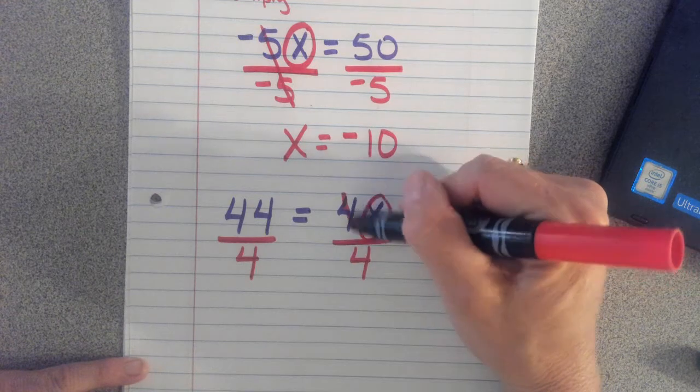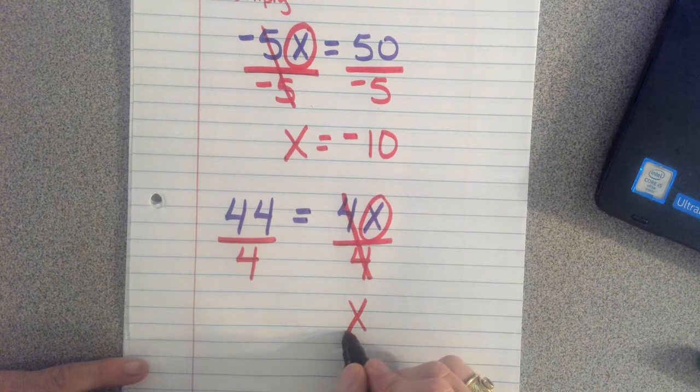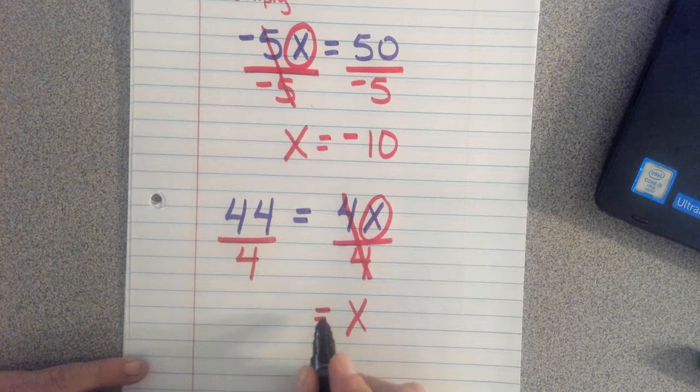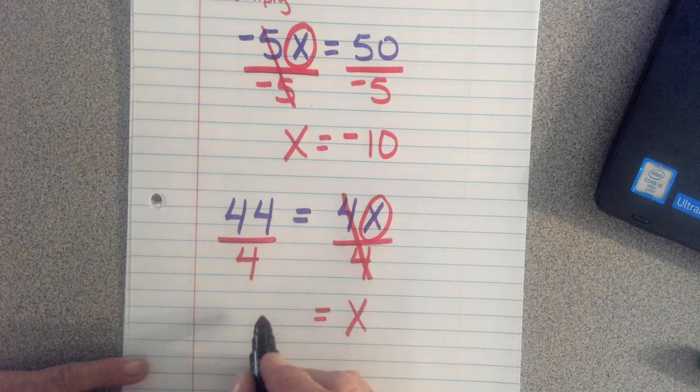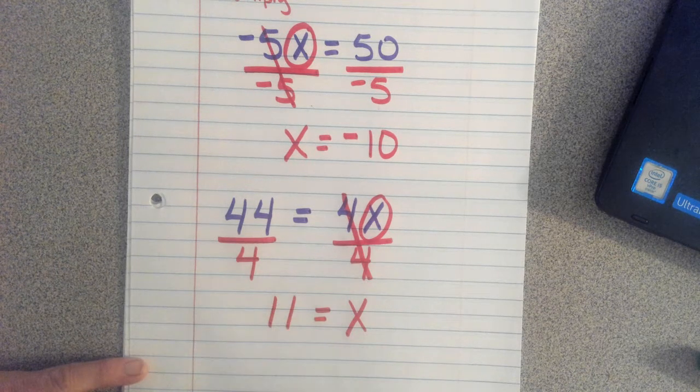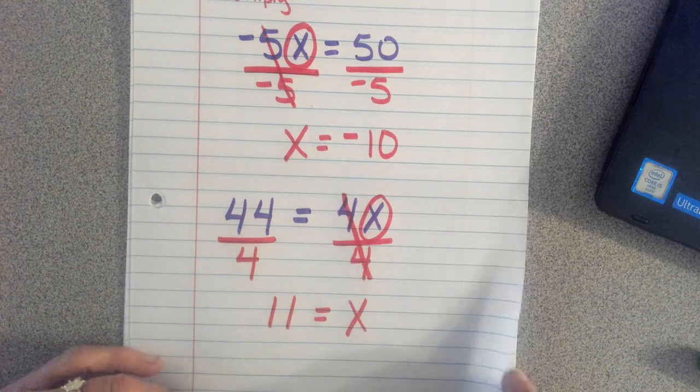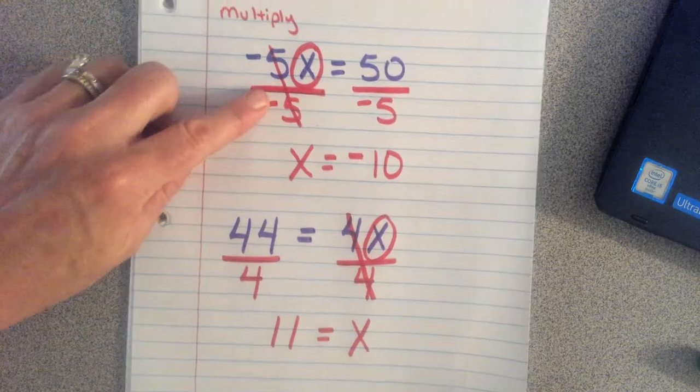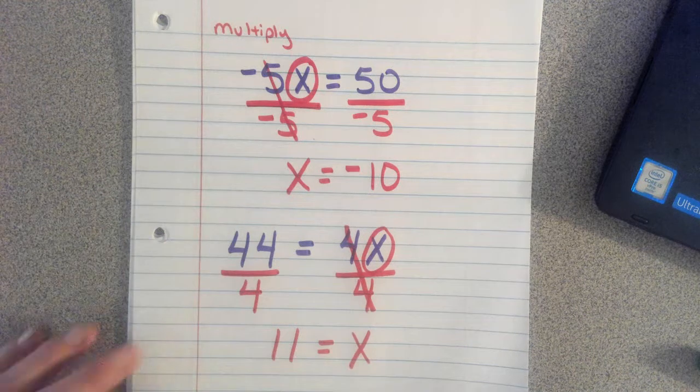So 4 divided by 4 is 1, leaving me with 1x over here. And it's going to equal 44 divided by 4, which is 11. Remember, you always want a positive x, not a negative x up here. So be aware of that.